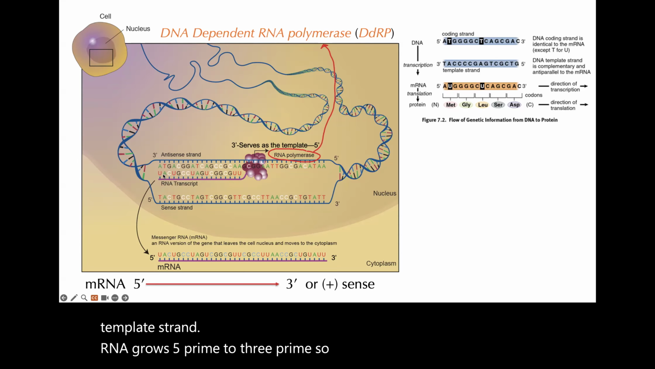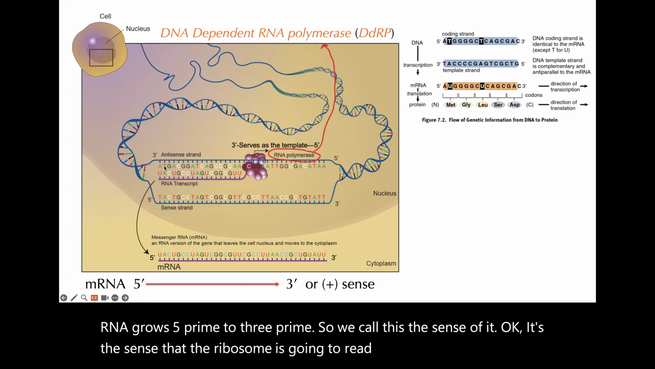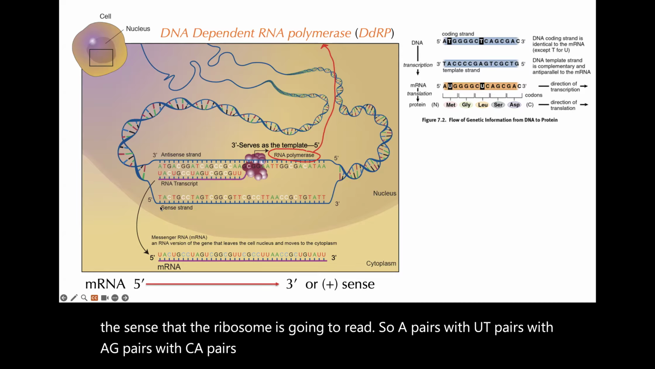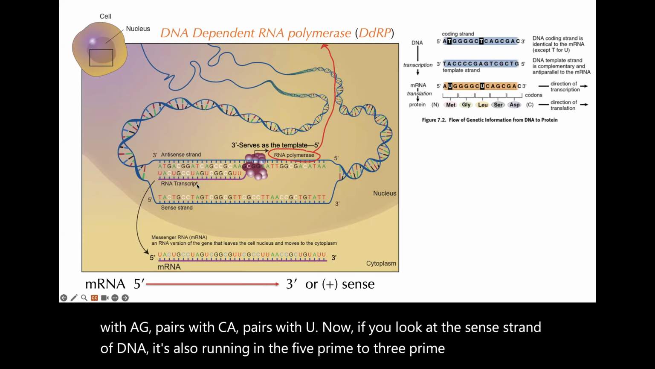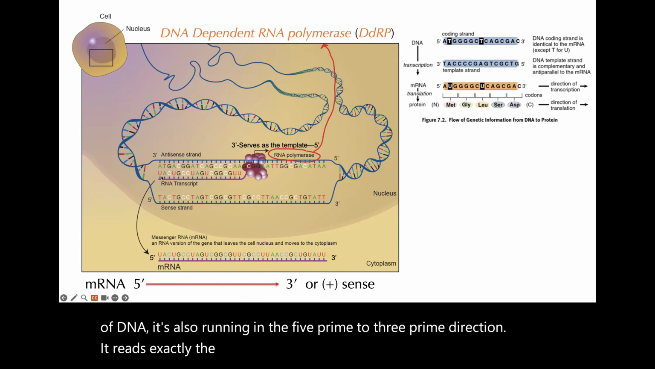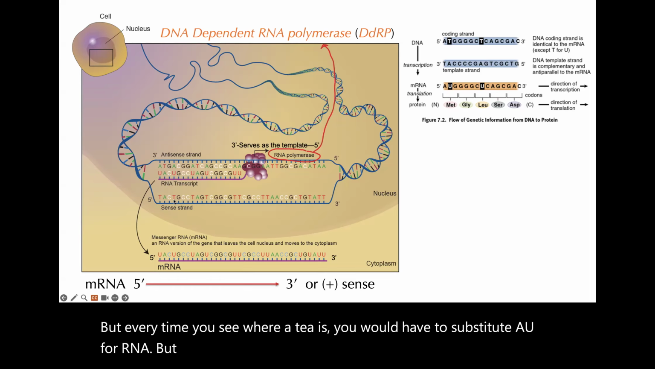So we call this the sense of it, okay? It's the sense that the ribosome is going to read. So A pairs with U, T pairs with A, G pairs with C, A pairs with U. Now, if you look at the sense strand of DNA, it's also running in the 5' to 3' direction. It reads exactly the same letters, but every time you see a T, you would have to substitute a U for RNA. Otherwise, A, C, here again, you're substituting a T for a U.